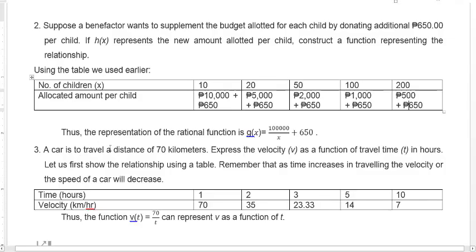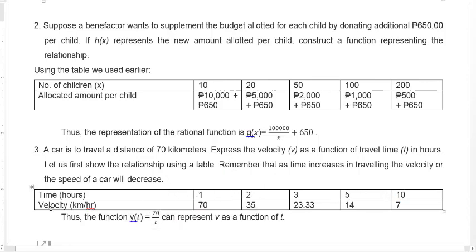Next, we have a car that is to travel a distance of 70 kilometers. Express the velocity as a function of travel time, t, in hours. That is first. This is the relationship. I hope you realize that it is just 70 being divided by whatever the time is. 70 divided by 2 is 35. 70 divided by 3 is 23.33. 70 divided by 5 is 14. 70 divided by 10 is equal to 7. So the function is 70 over t.